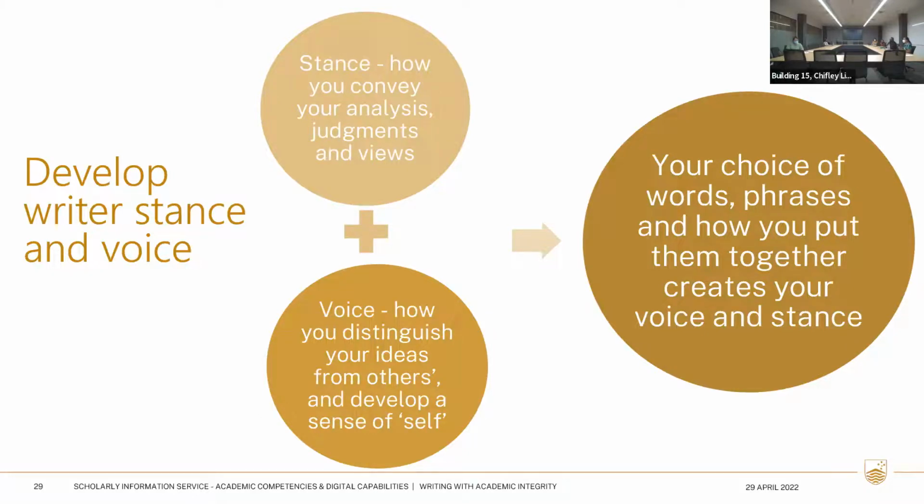In contrast, your voice is how you distinguish your ideas from others and develop a sense of self. So essentially, it's how you are able to portray your stance and make that persuasive and unique from what others have already said about this particular topic. So your choice of words, phrases, and how you put them together creates your voice and your stance. And this is important because your choice of words not only presents your ideas and your argument, but also can give an indication of what you think about what other authors have said on this topic.